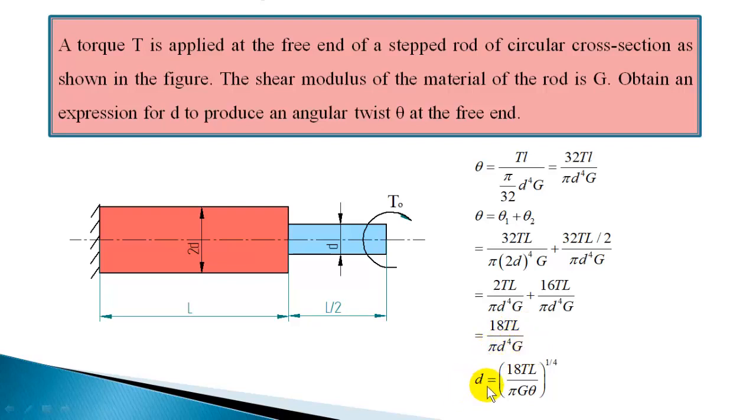So diameter will be 18 TL divided by pi G theta to the power of 4. 18 T naught you should use, because torque acting at the free end is T naught. So 18 T naught L divided by pi G theta to the power of 1 by 4. That will be the diameter expression in terms of theta.